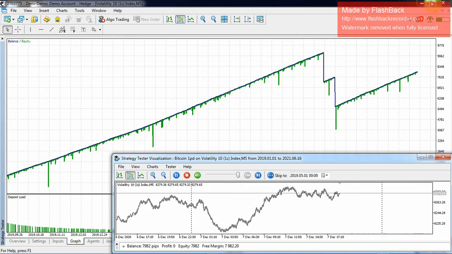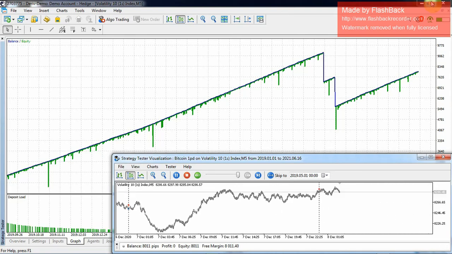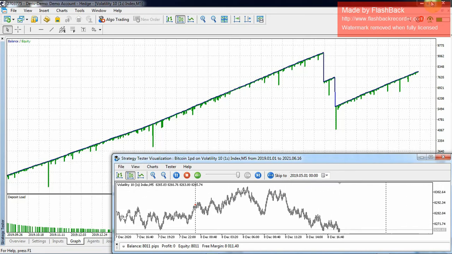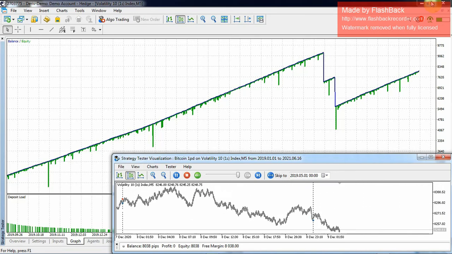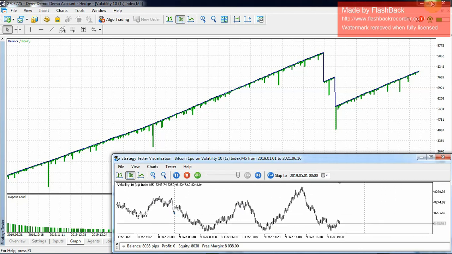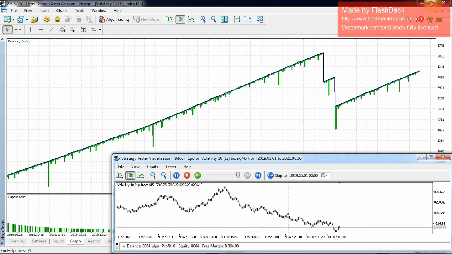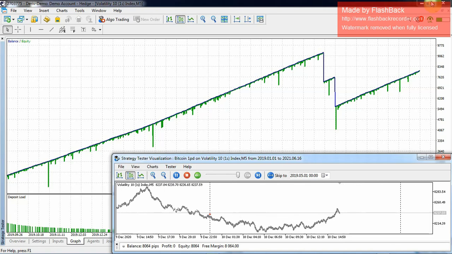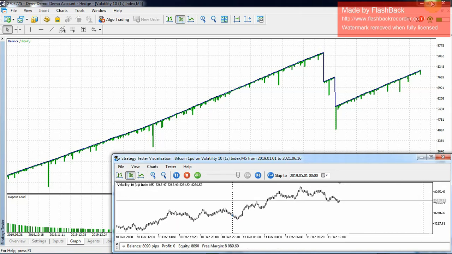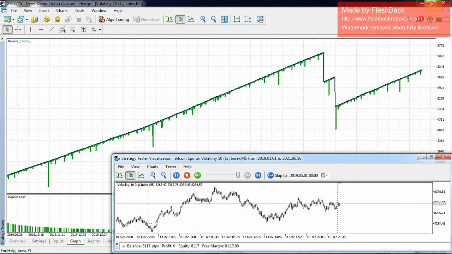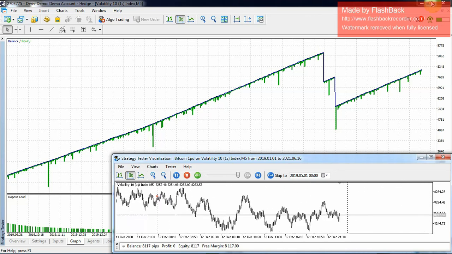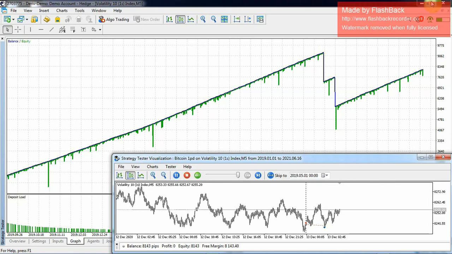I repeat, the robot trades one trade in a single day. One trade. We trade the opening price action on Volatility 101S. What happens now is what will determine whether this robot is worth trying out.